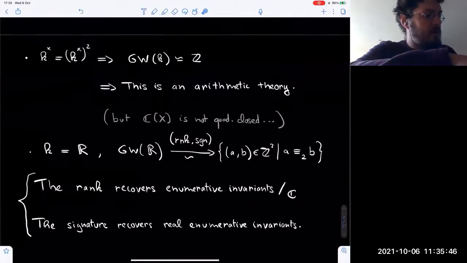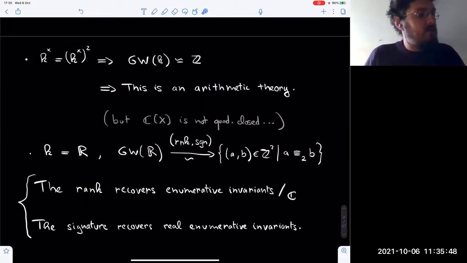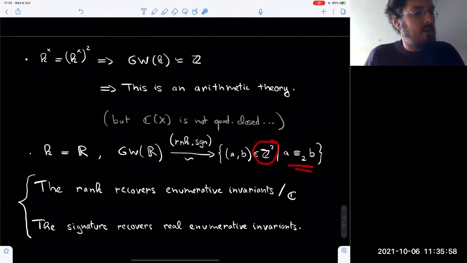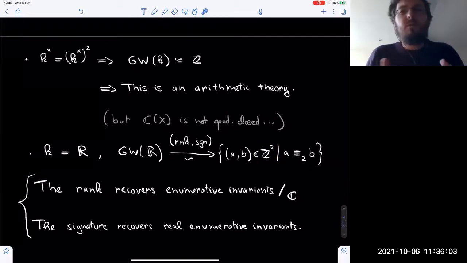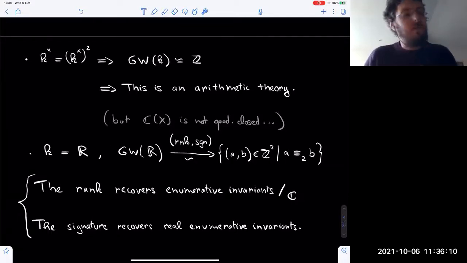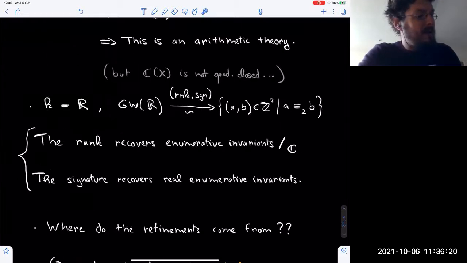But one nice context in which to apply this quadratic enumerative geometry is over the real numbers. So over the real numbers, this Grothendieck-Witt ring is just given by two integers, which are congruent mod 2, via the rank and the signature. And in this setting, what will happen is that the rank always recovers the enumerative geometry over the complex numbers, so of the complex points after complexification, and the signature recovers some real enumerative invariants, which are attached to some real algebraic geometry of the situation.